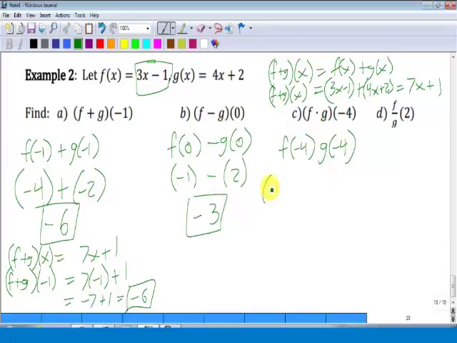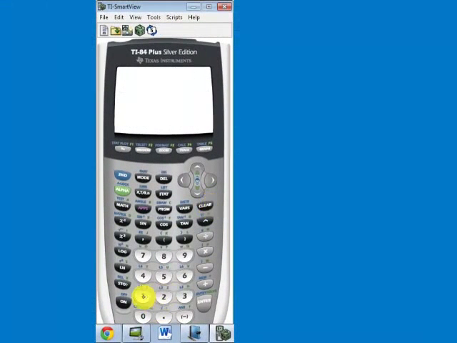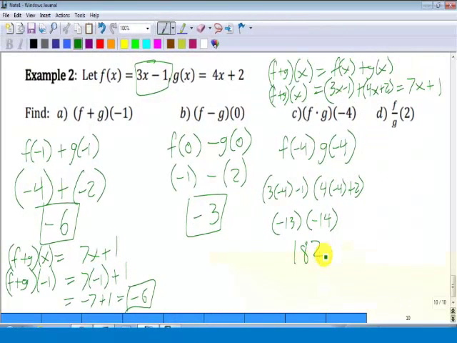Probably should go ahead and show my work on this one. 3 times negative 4 minus 1. I'm going to multiply that by 4 times negative 4 plus 2. I think we can call this negative 13. We can call this negative 14. Do I know what negative 13 times negative 14 is? Well, positive 13 times positive 14 is 182. So I'm thinking negative 13 times negative 14 is the same thing. 182. That's fg of that number.